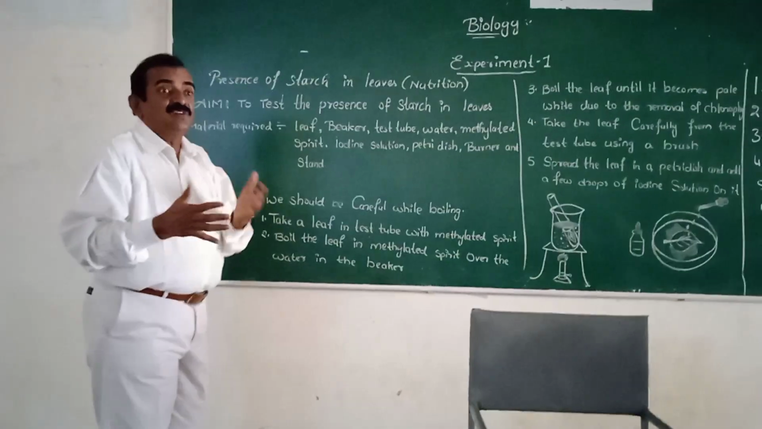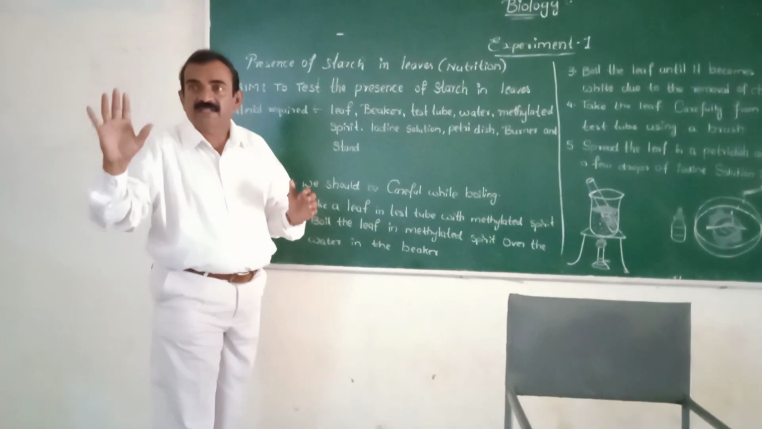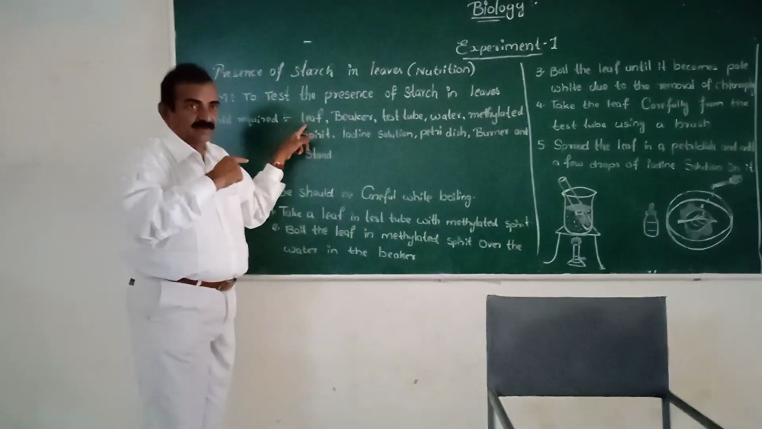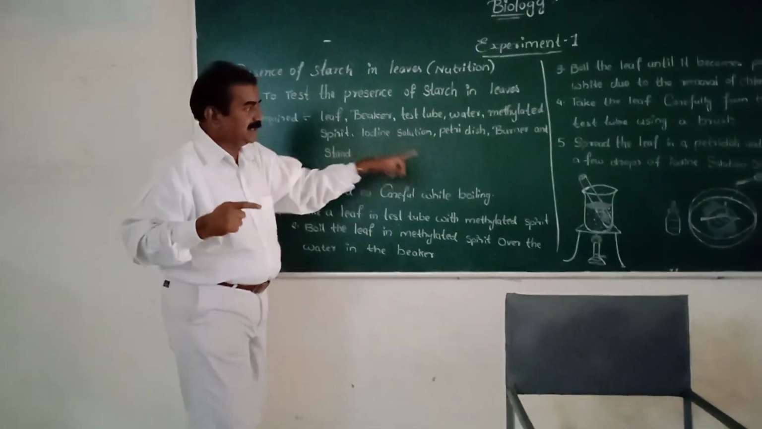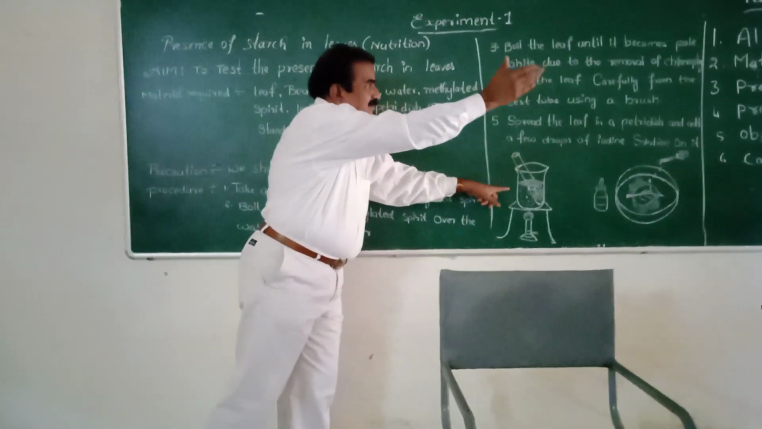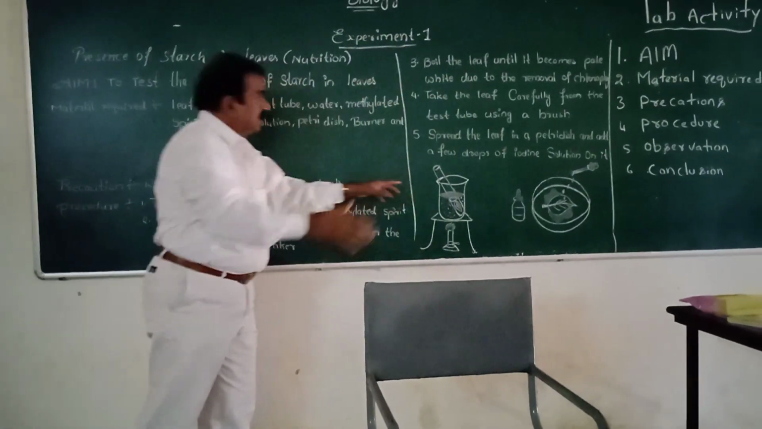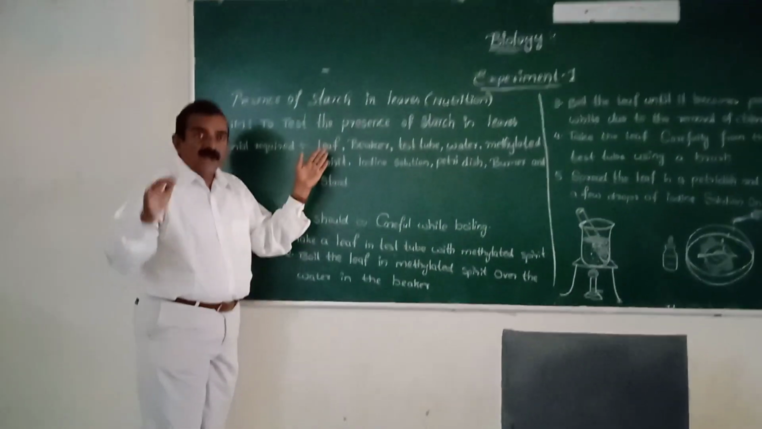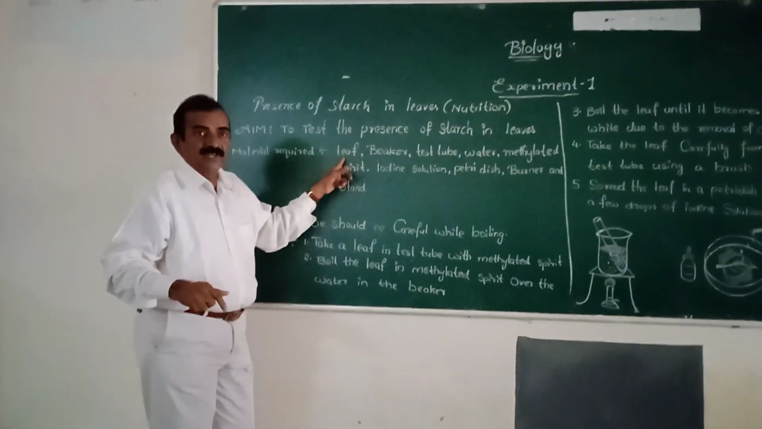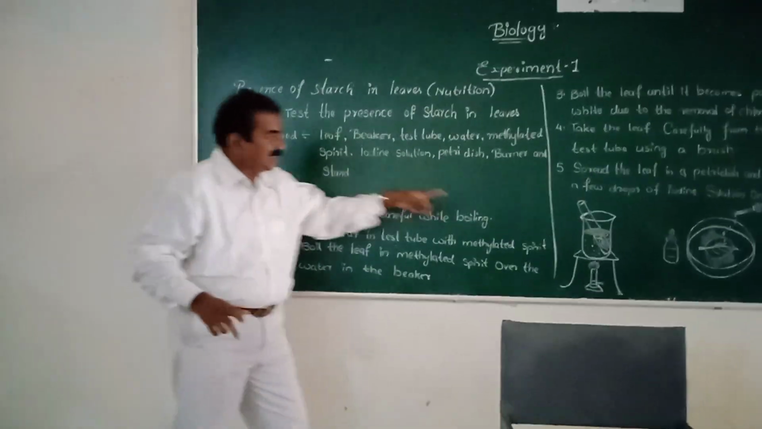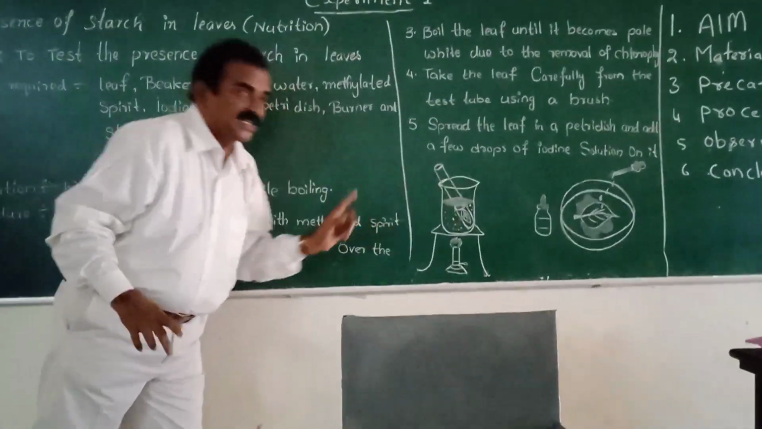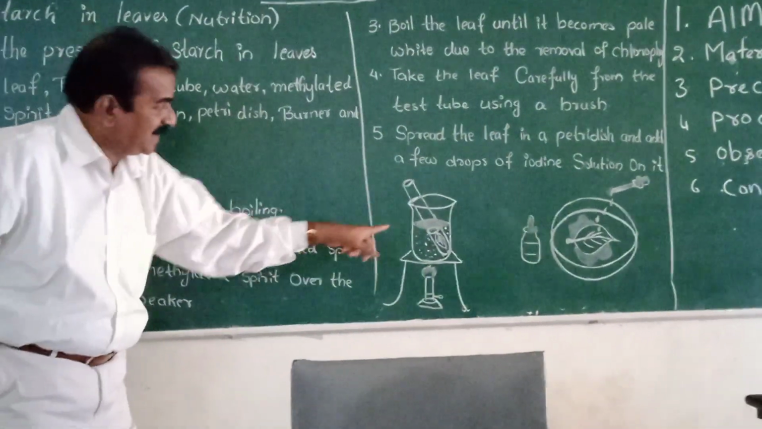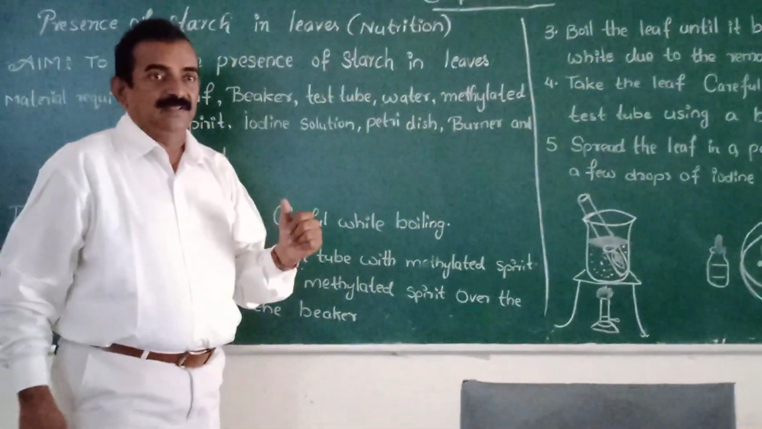Next, what are the materials required? What materials are required to do this activity? Here you see a leaf is required and a beaker is required. Here the diagram is there. This is a beaker, and that is a material. And in the beaker, a test tube is there. In the test tube, a leaf is there.